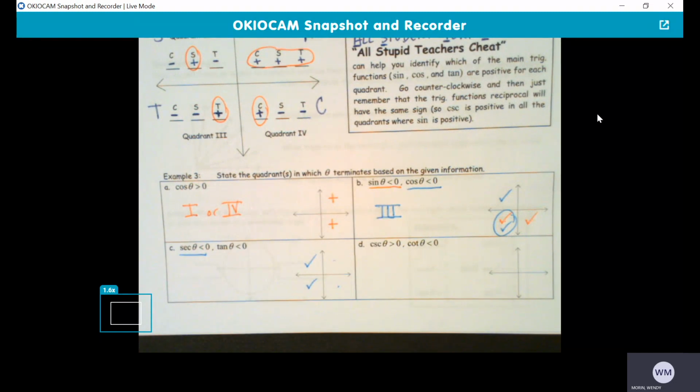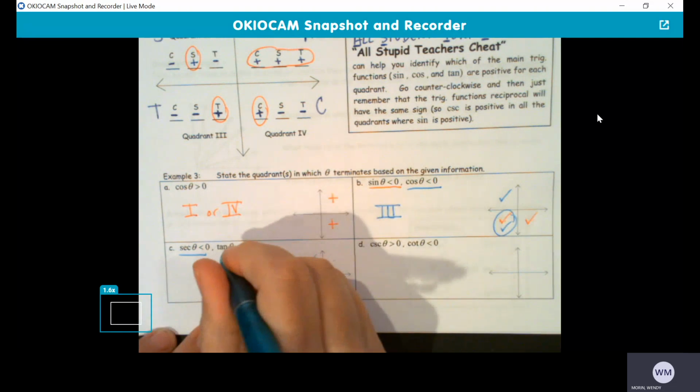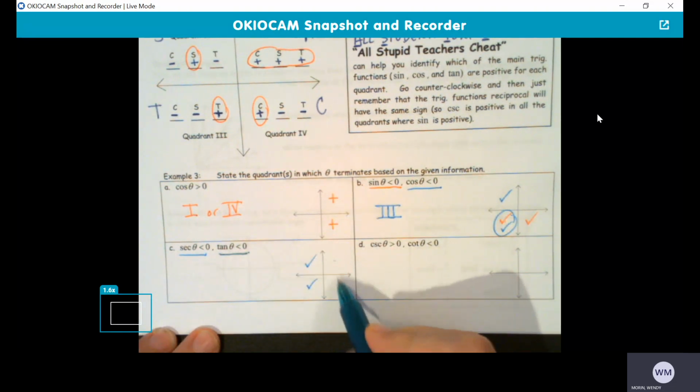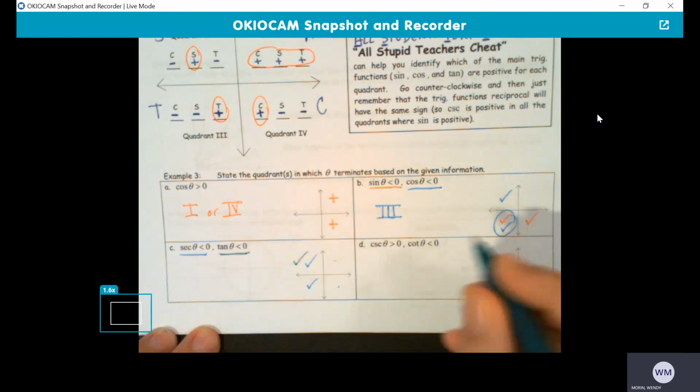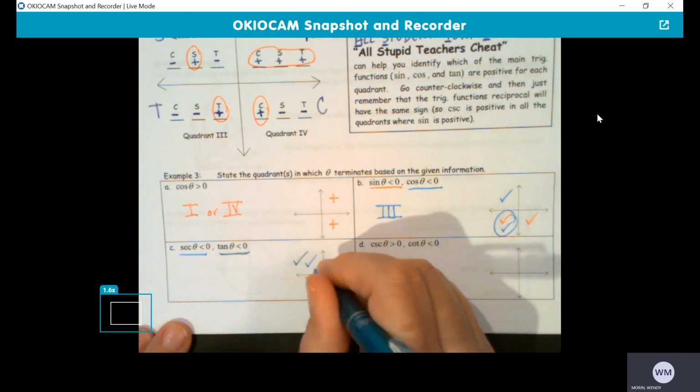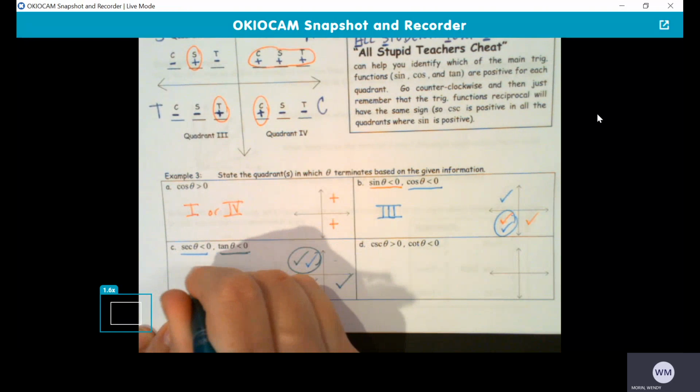How about the tangent? Where is the tangent negative? Well, again, All Students Take Calculus. This 1 and 3 is where tangent is positive. So that means it's negative in the second and negative in the fourth. So where do these both happen? In the second quadrant.